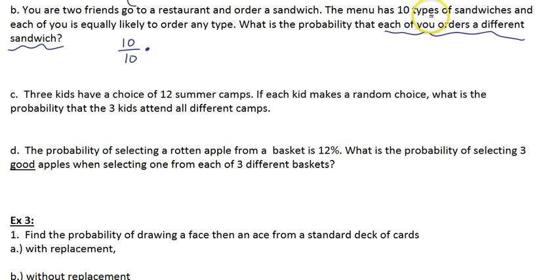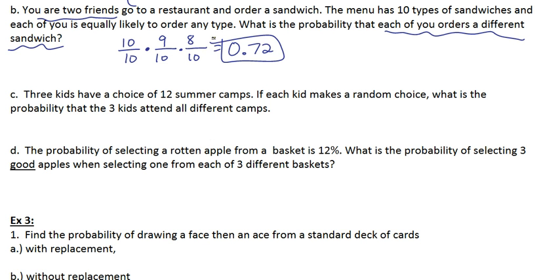Now we want your friends and you to pick different sandwiches. So there's still 10 sandwiches on the menu, but in order for you guys to have all different food, your friend only has 9 options to pick from because you already got one of them. And it said there is 2 friends with you, so for the third person, there's still 10 things on the menu, but now 2 things have already been chosen, so there's only 8 left for that person to think about. And your probability ends up being 0.72 for that one.